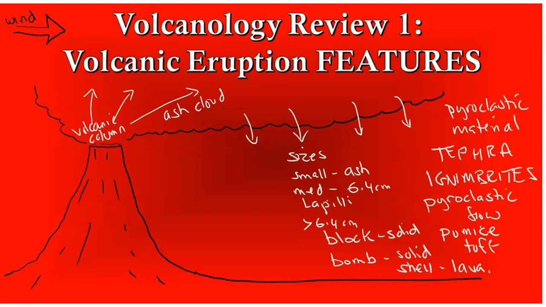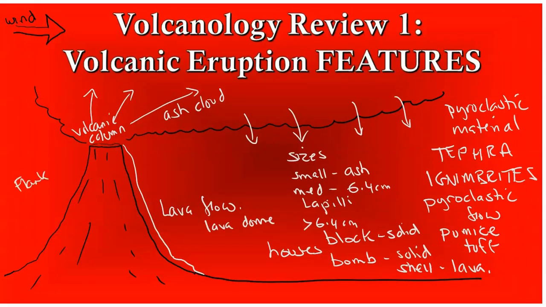Now these can be varying in sizes from 6.4 centimeters up to the size of houses in some cases. Now the next thing would be obviously some sort of lava flow based on viscosity, based on the amount of energy left, and could even cause lava domes. You can get some flank eruptions out of a parasitic cone.